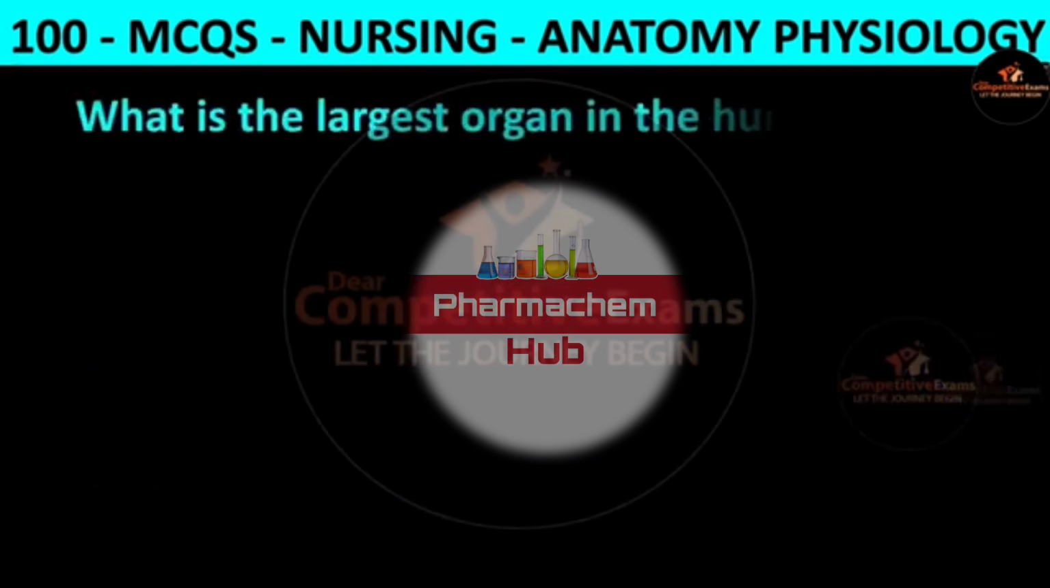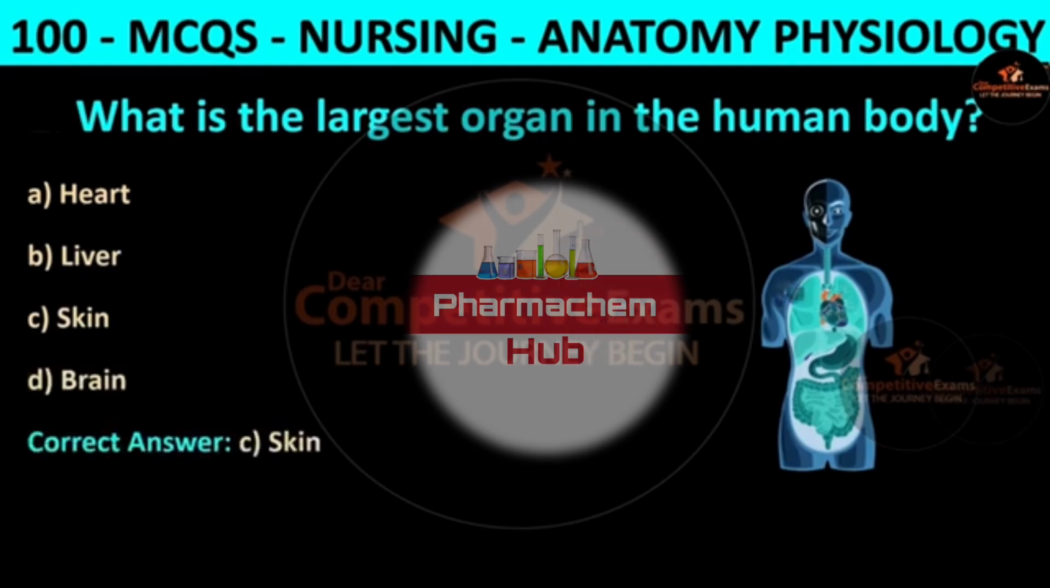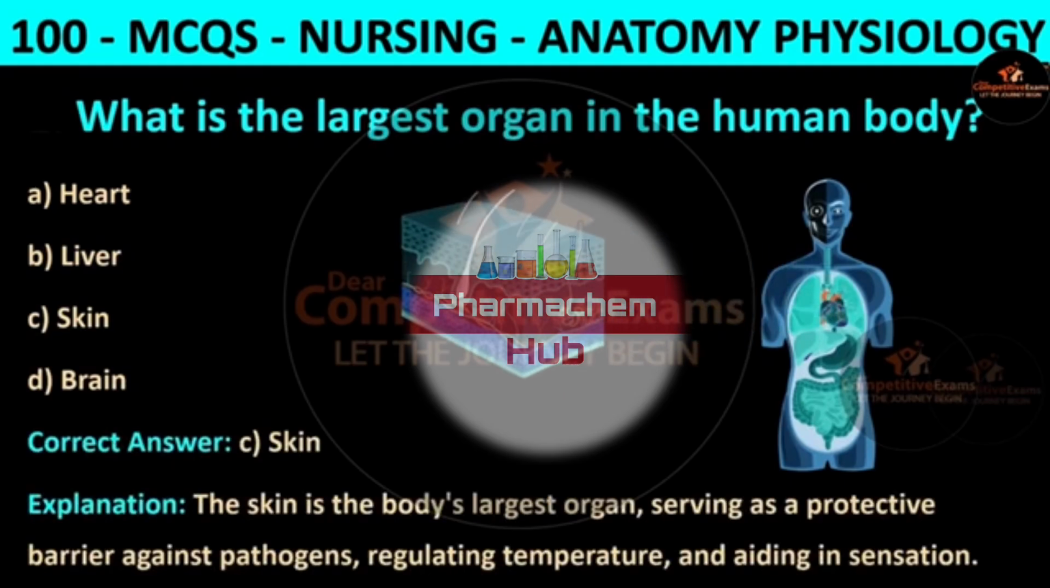Question number 86. What is the largest organ in the human body? The options are heart, liver, skin, or brain. And the correct answer is C, that is skin. The skin is the body's largest organ, serving as a protective barrier against pathogens, regulating temperature, and aiding in sensation.